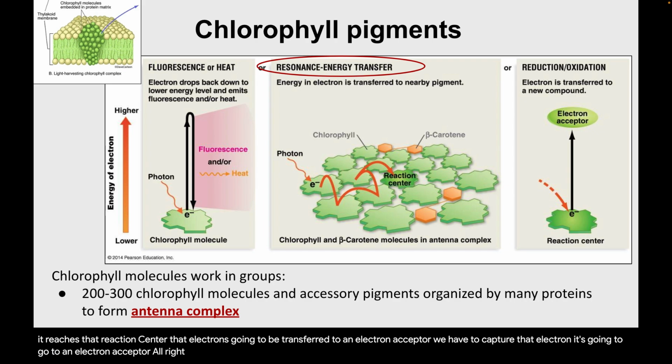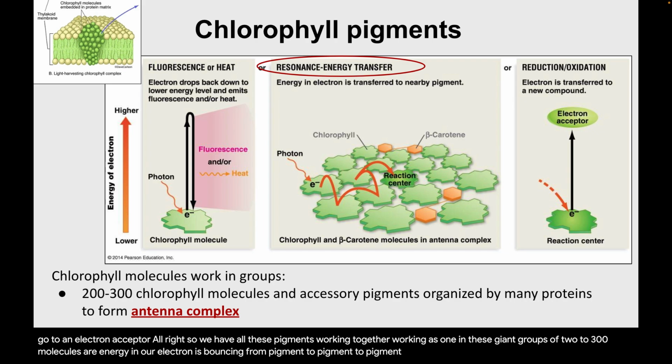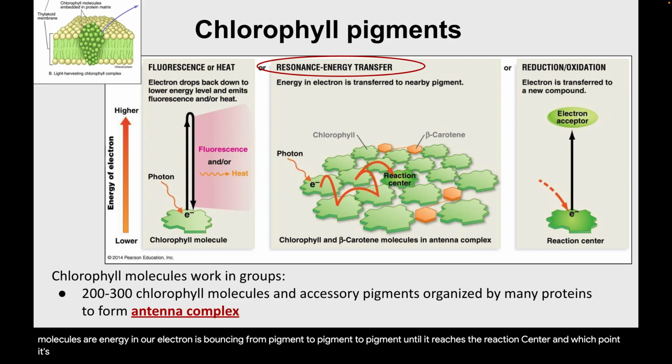All right, so we have all these pigments working together, working as one in these giant groups of 200 to 300 molecules. Our energy in our electron is bouncing from pigment to pigment to pigment until it reaches the reaction center, at which point it's going to be given to an electron receptor.